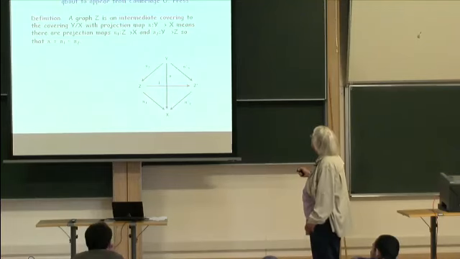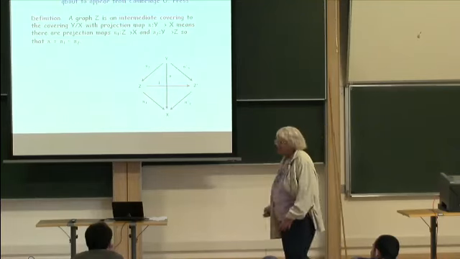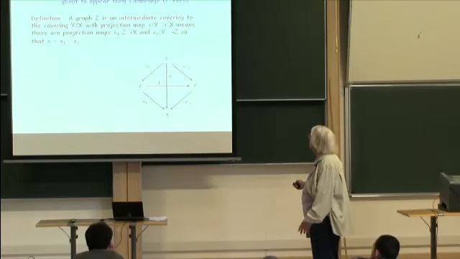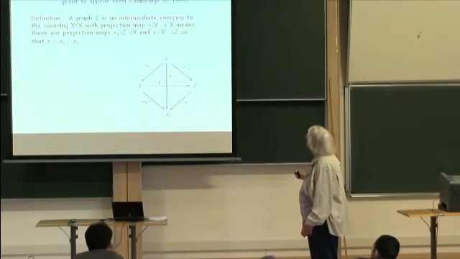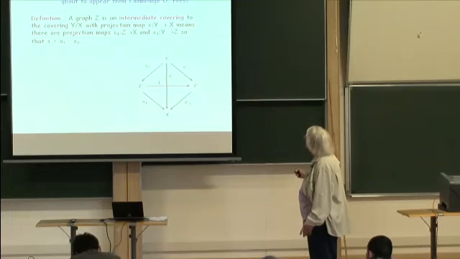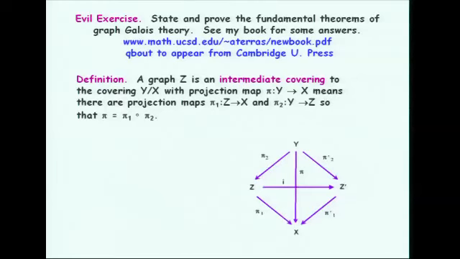So, before you try to do the evil exercise, you have to make a whole bunch of definitions, because you can get in trouble very easily. And one of the definitions is what you mean by an intermediate cover. So I have this big covering Y over X. What's intermediate will be a Z, such that when I compose pi 1 with pi 2, I get pi, the projection all the way down to X. That's all you mean by intermediate.